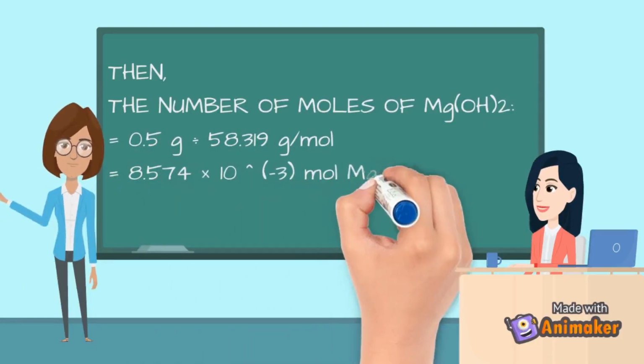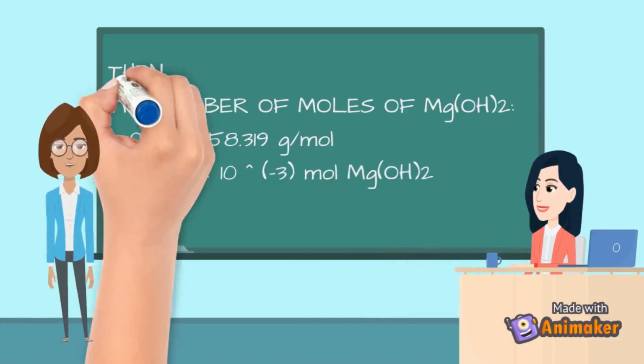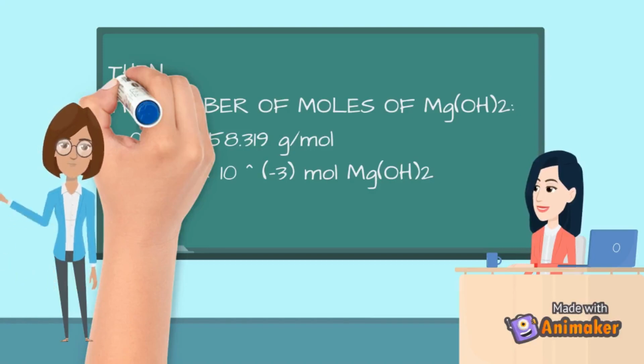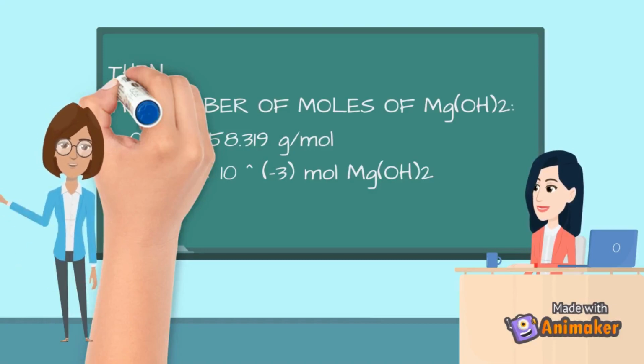Then, the number of moles of magnesium hydroxide Mg(OH)2 is equal to 0.5 g divided by 58.319 g per mole. This is equal to 8.574 times 10 to the negative 3 mole. This means that the number of moles of magnesium hydroxide is equal to 8.574 times 10 to the negative 3 mole.